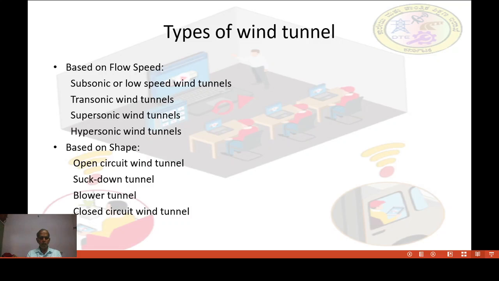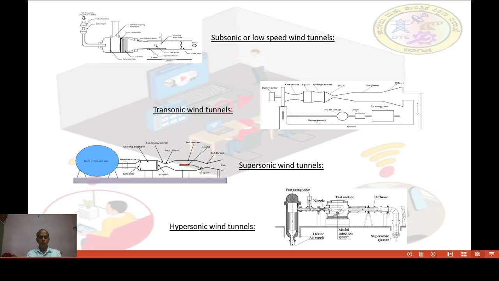Next, based on shape or circuit. Number 1, open circuit wind tunnel. Number 2, suck down tunnel. Number 3, blower wind tunnel. Number 4, closed circuit wind tunnel. Now the explanation about the wind tunnels.